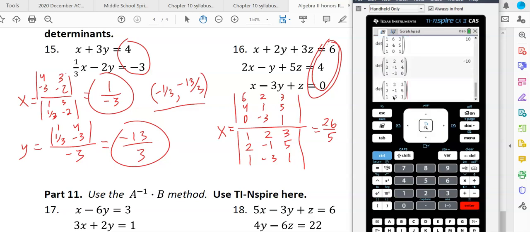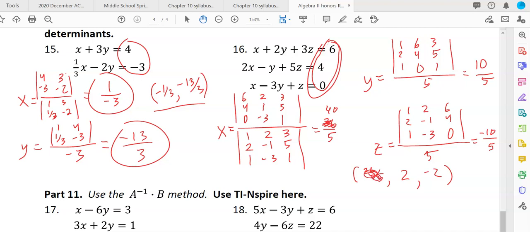So the coefficient matrix, this one, it probably is right, 6, 4, 0. Ah, I must have typed it in wrong. 40/5, which is 8. Now you can check that answer to make sure it works. Use the equations here, so 8 minus 6 is 2, 2 plus -2 is 0. That works in the last equation. I'm thinking it probably works, so that is our answer there, 8, 2, -2.